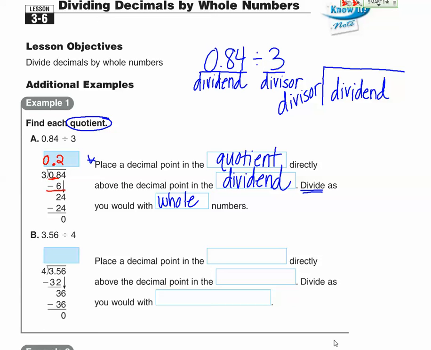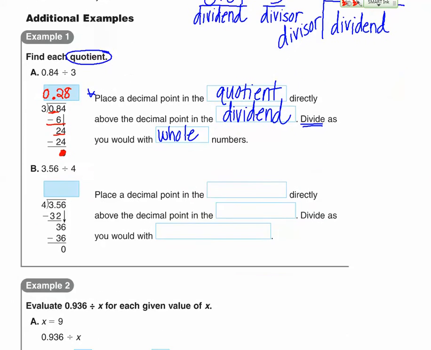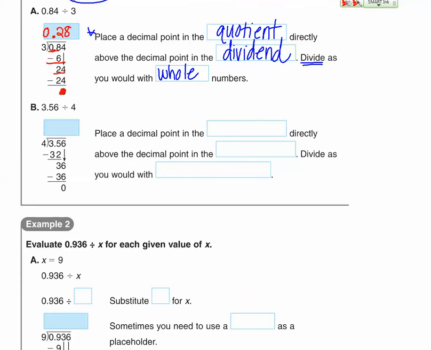And we start all over again with 24. How many times does 3 go into 24? 8 whole times. 8 times 3 is 24. Subtract. I have nothing left to bring down, and so I am happy. And so our answer is 28 hundredths. Let's take a look at B here.